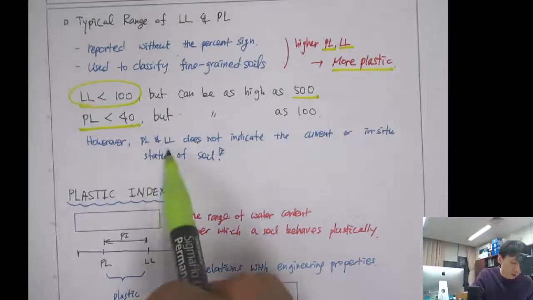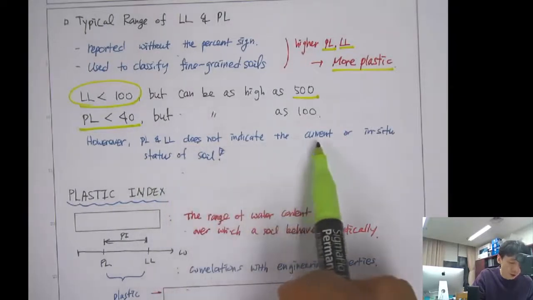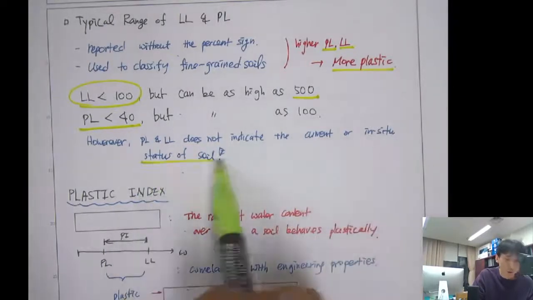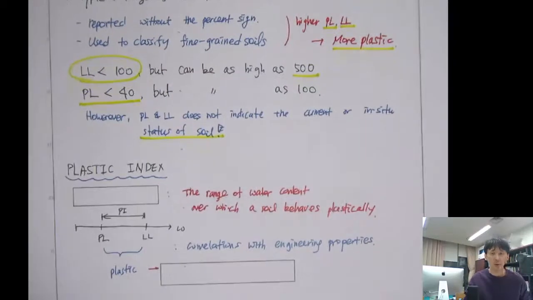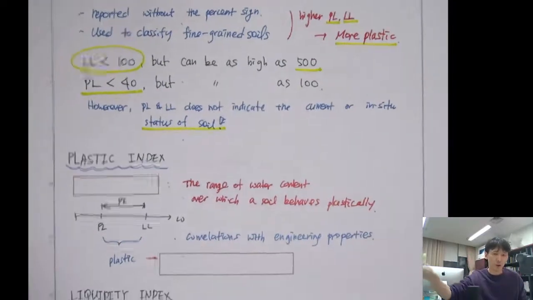Plastic limit and liquid limit do not indicate the current or in situ status of the soil. If you imagine you take the sample and do this experiment by adding water or drying the soil more, you're controlling the water content to find the threshold water content that defines the soil behavior. So it does not reflect the in situ, the field water content.